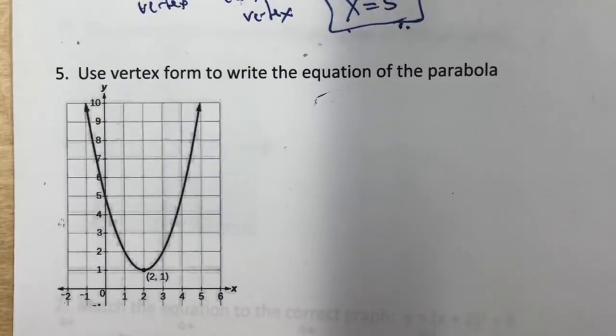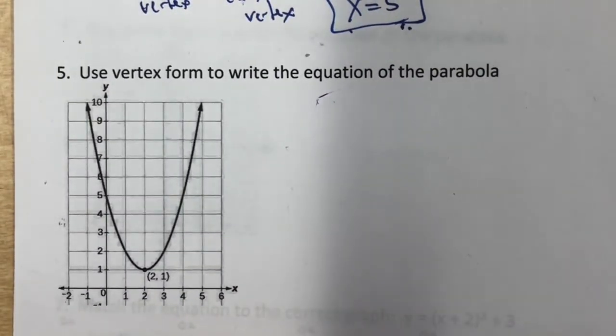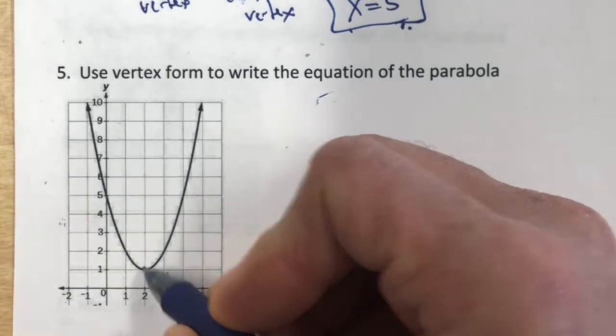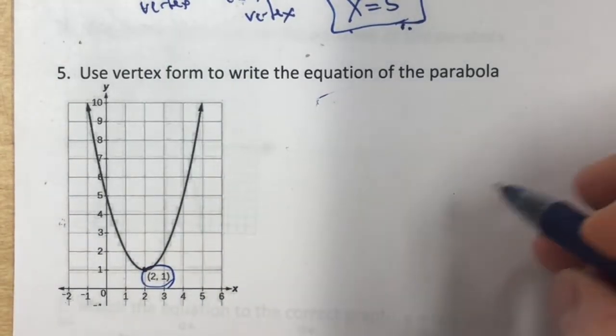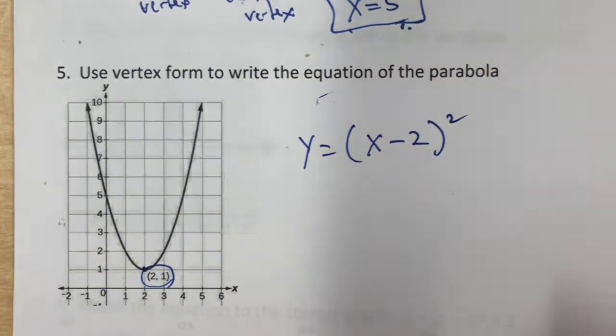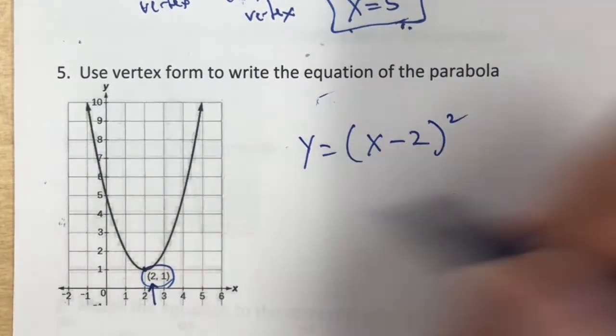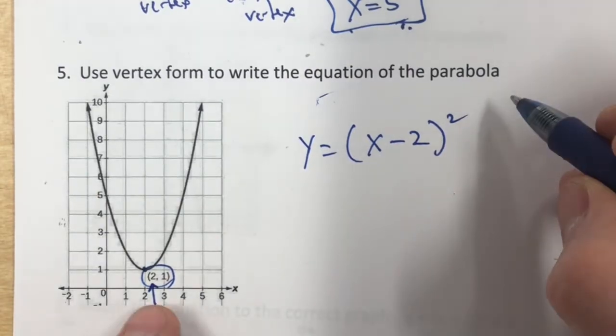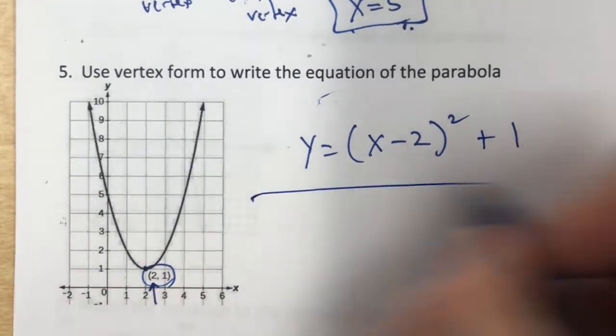All right, number 5. Use vertex form to write the equation of the parabola. Now, here's my vertex, and it's already labeled 2, 1. So it's going to be y equals x minus 2, squared. X minus the x value, 2. So x minus 2, and then plus 1. And that's it right there.